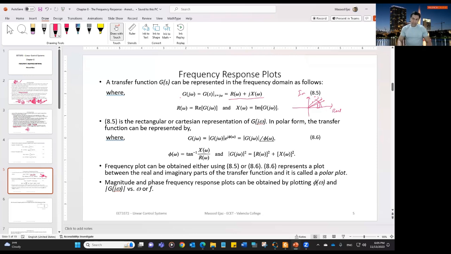And the other plot is magnitude of the transfer function versus omega, and phase of the transfer function versus omega. So there are 2 plots. One plot is magnitude versus frequency and phase versus frequency. And the other plot, which is the polar plot, is the magnitude at whatever phase, you put a point and then connect all the points to call it a polar plot, which is the same as real part versus imaginary part, where they are located in the S-plane.